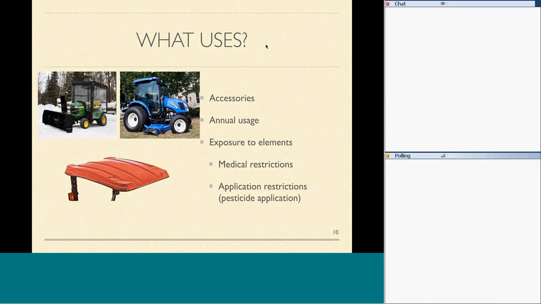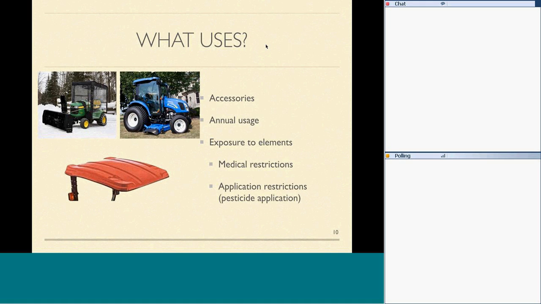And then we need to consider your exposure, or your people that are working for you who's operating the equipment, their exposure to the elements. So we might have medical restrictions. They might not be able to be in direct sunlight. We might have other restrictions, like say you're spraying pesticides or herbicides, and they need to be inside an enclosed cab. And so there are many things to consider when considering different models of tractors.